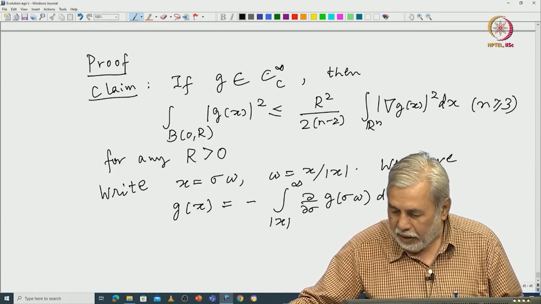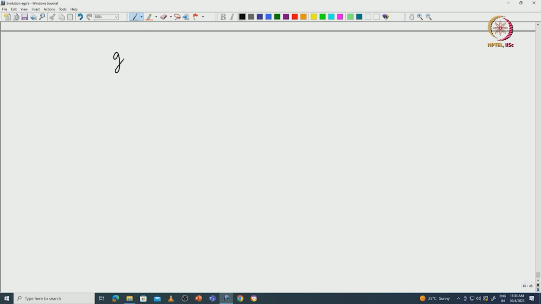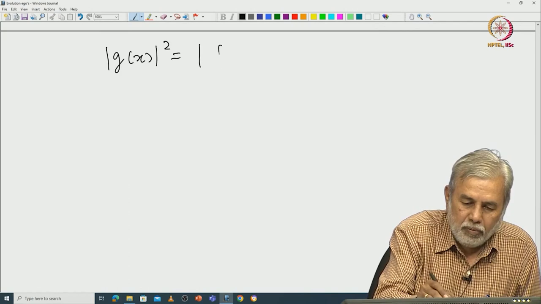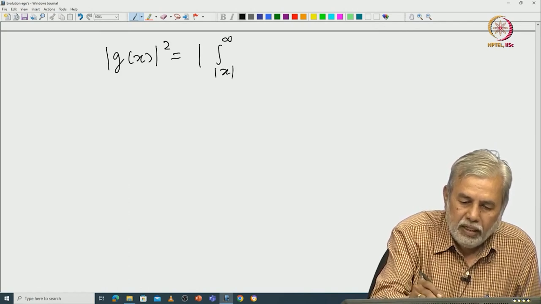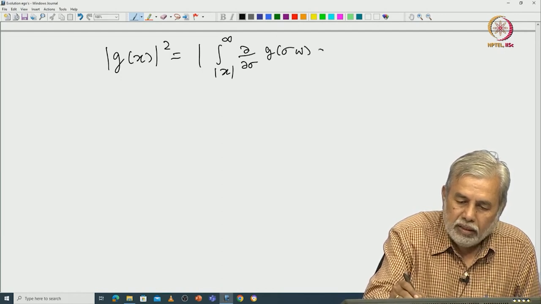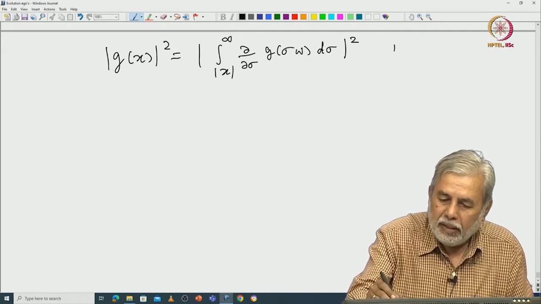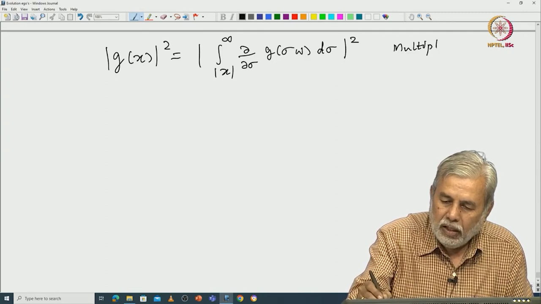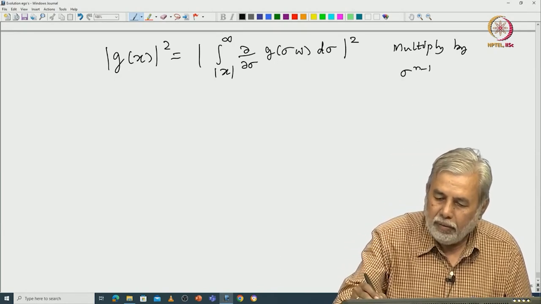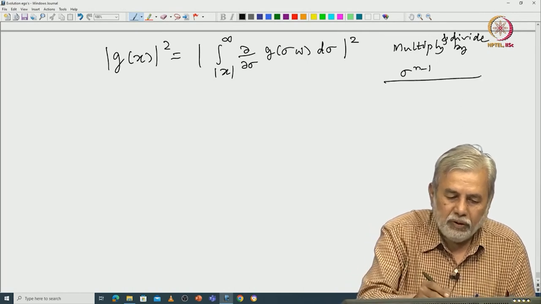So, now a bit of jugglery here. Maybe I should have written it once again. So, g of x, now square. Let me write that first: g of x square is the square of the integral from mod x to infinity of d by d sigma g of sigma omega d sigma. The jugglery is just that you multiply and divide by sigma to the n minus 1 by 2, and use Cauchy-Schwarz.